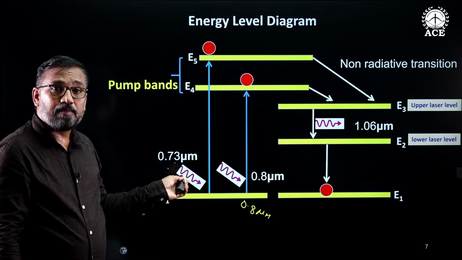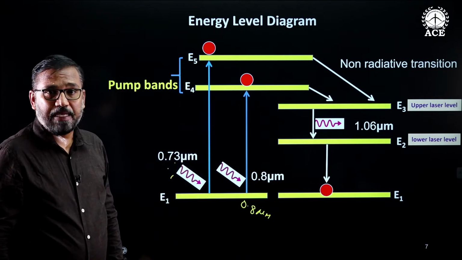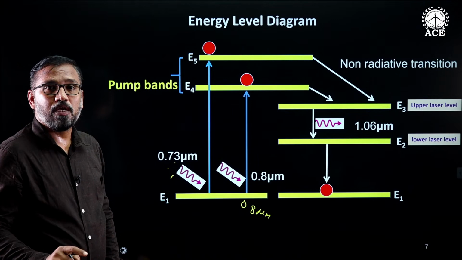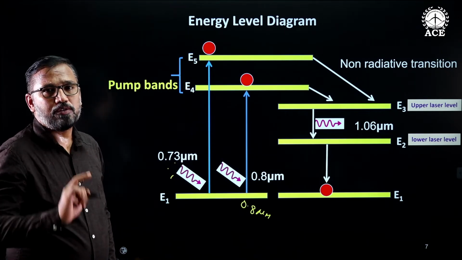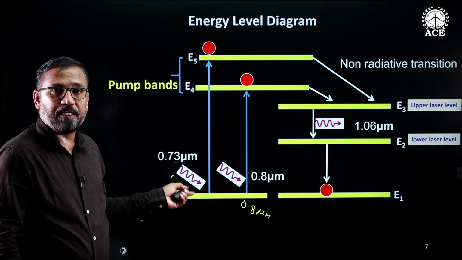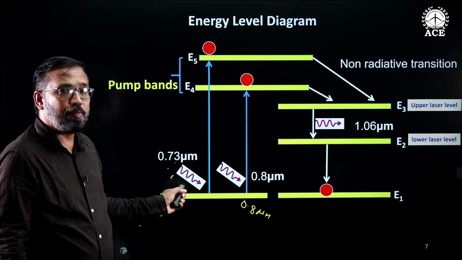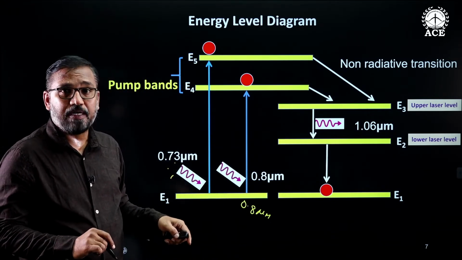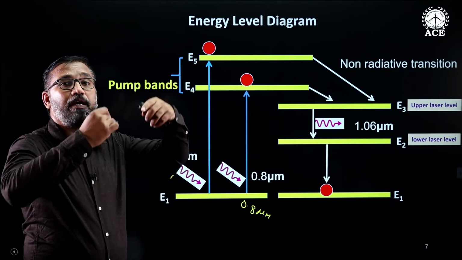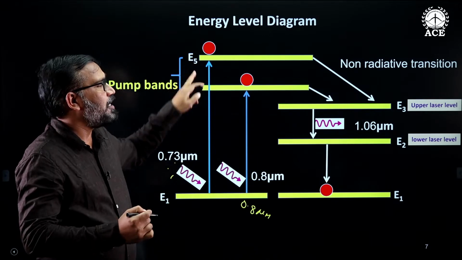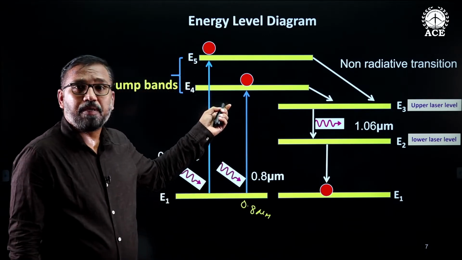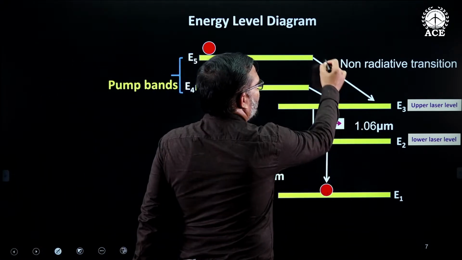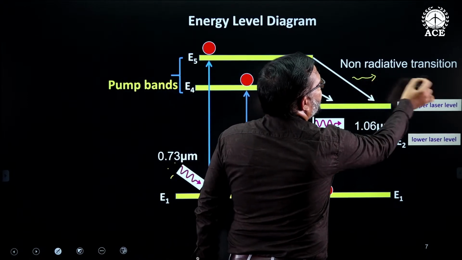Where did these wavelengths come from? They came from the flash lamp we placed at one of the focal lengths of the elliptical shaped cavity. Which flash lamp do we use? You can use either a xenon flash lamp or a krypton flash lamp. That flash lamp provides these two wavelengths, 0.73 micrometer and 0.8 micrometer, so that the neodymium ions absorb these two different wavelengths of light and are excited to two different pumping bands, E4 and E5. These neodymium ions will not stay in this particular level for long. They are going to come to this level. When they come this way, they give a non-radiative transition.